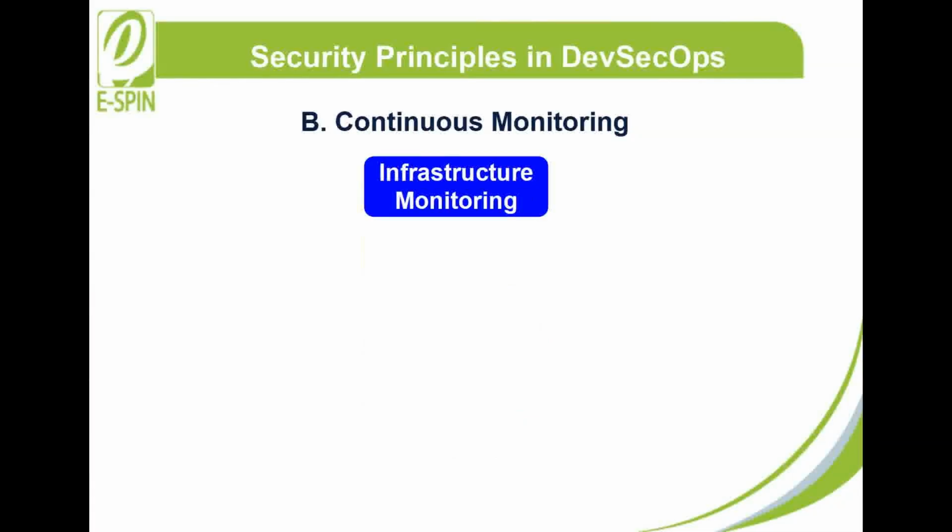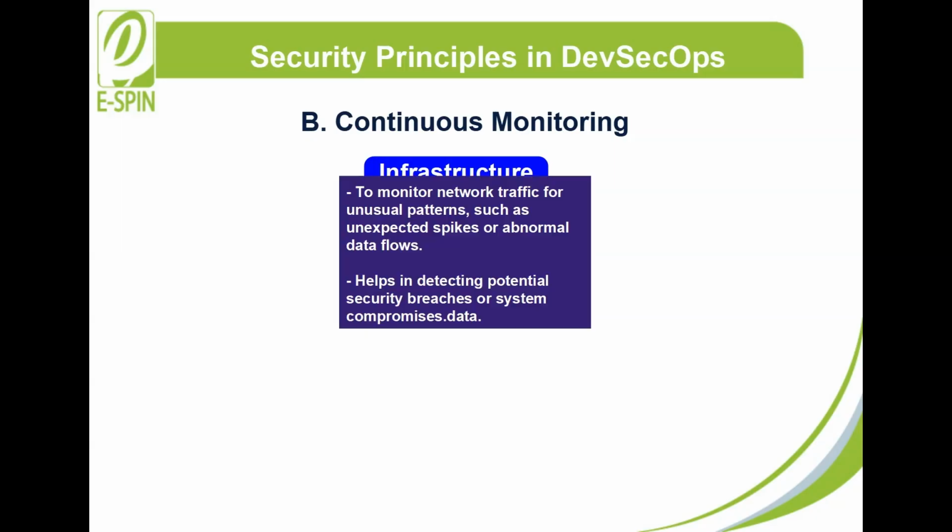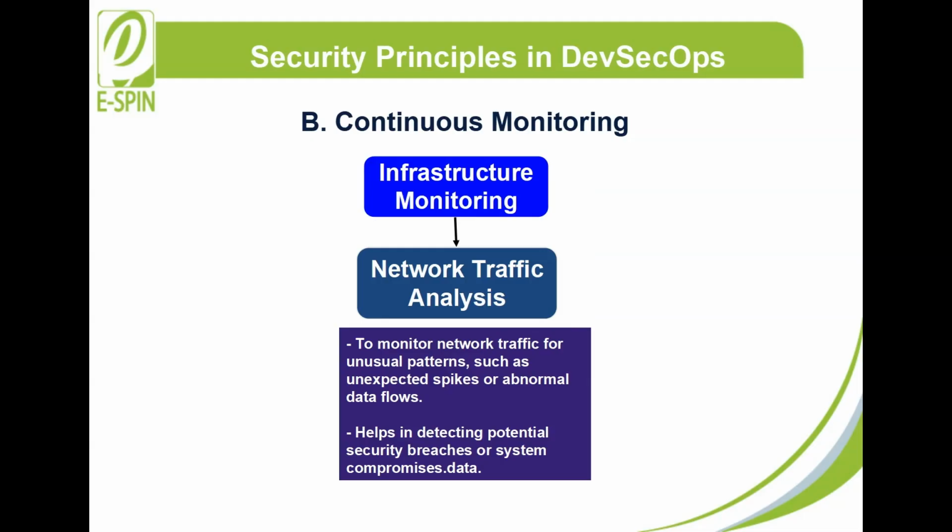Infrastructure monitoring consists of network traffic analysis, server health, and an example. Network traffic analysis. Use tools to monitor network traffic for unusual patterns, such as unexpected spikes or abnormal data flows. This helps in detecting potential security breaches or system compromises.